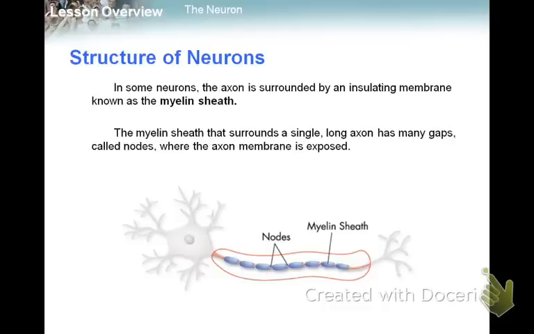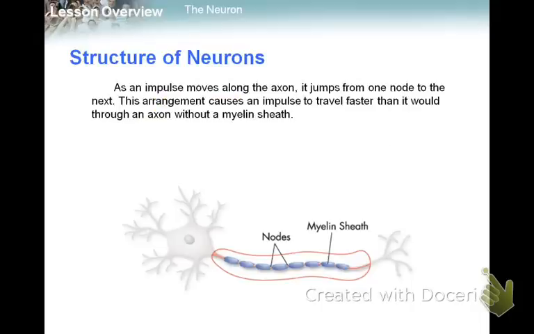In some of the neurons, you have these little, it almost looks like beads, these blue beads here, and they're called the myelin sheath. Myelin is a form of insulation around the neuron, and it's not continuous. There are gaps in it called nodes where the axon is exposed. When the impulse moves along a myelinated axon, it jumps from one node to the next. So that causes the impulse to travel faster than it would through an axon without myelin.